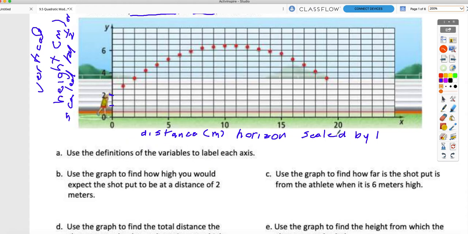Okay, so this is distance, how far did it go, and how high did it get after 2 meters. So this is 1, that's 2, and I'm going to go up. I'm going to go over 2, and now I want to find the height. So let's go up, and it's there. If I go over here, all right, that's 2. That's 2.5, 3. It looks like we've got 3.5 meters.